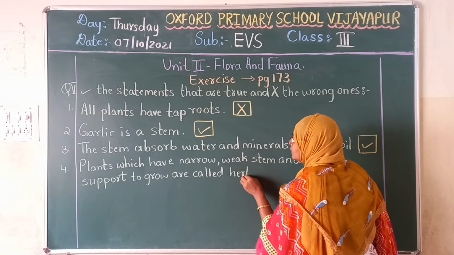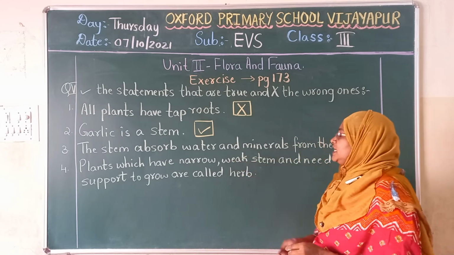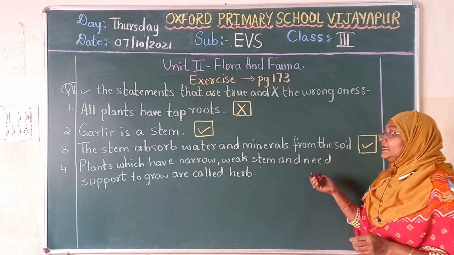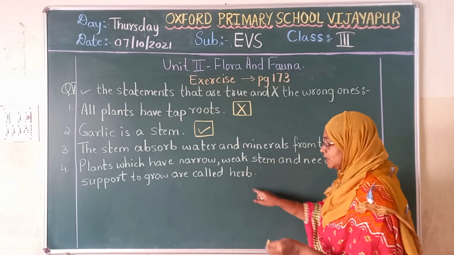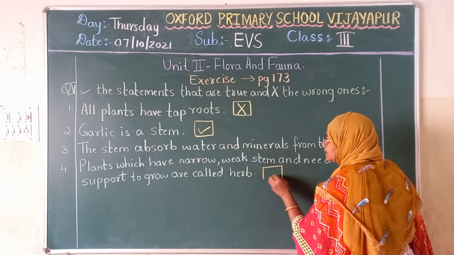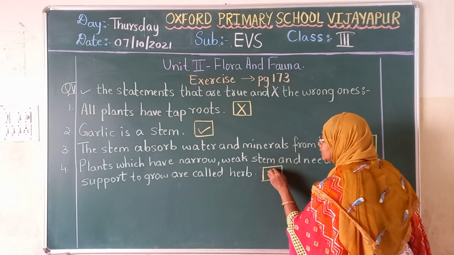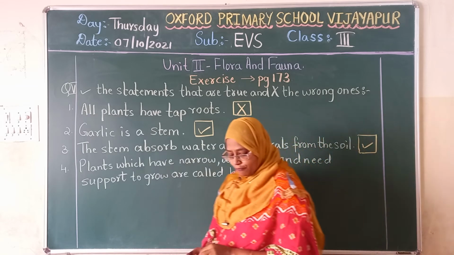Is it that? No. The plants which have narrow weak stem and need support to grow, they are climbers, not the herbs. So what is the answer? You have to put wrong for this. Okay, come to fifth one.